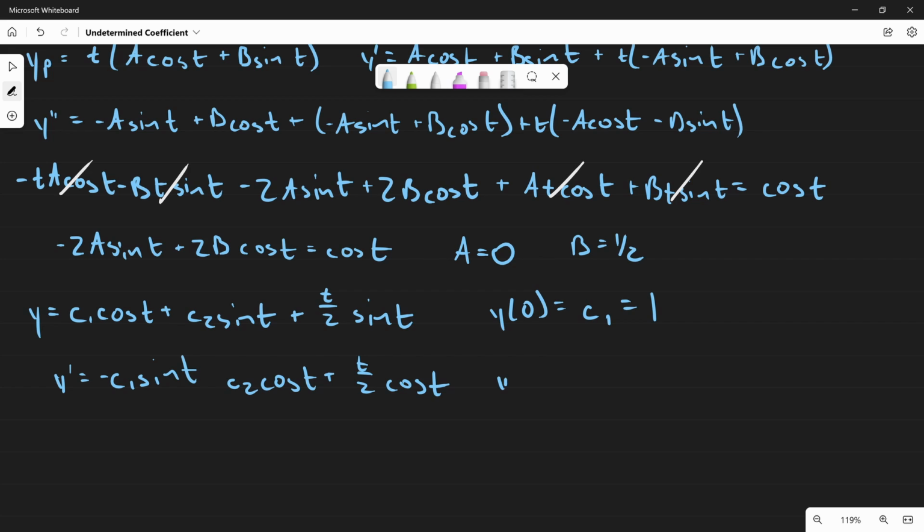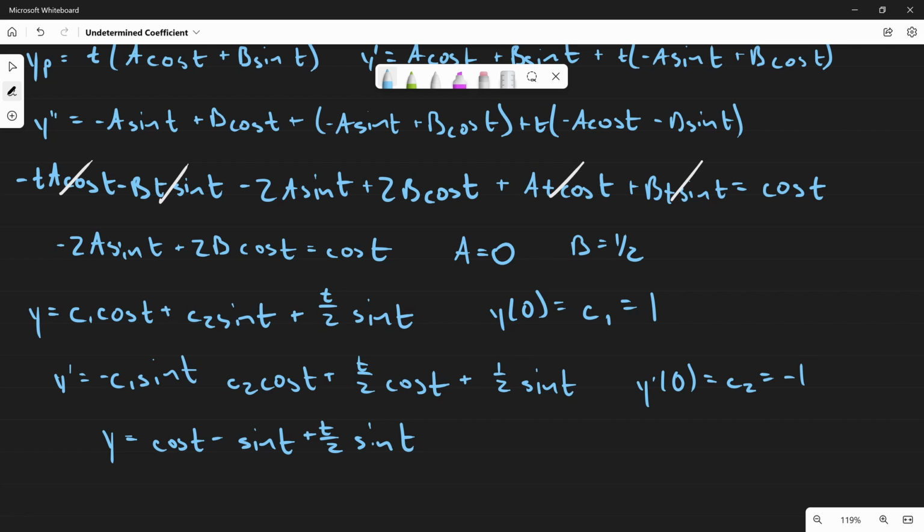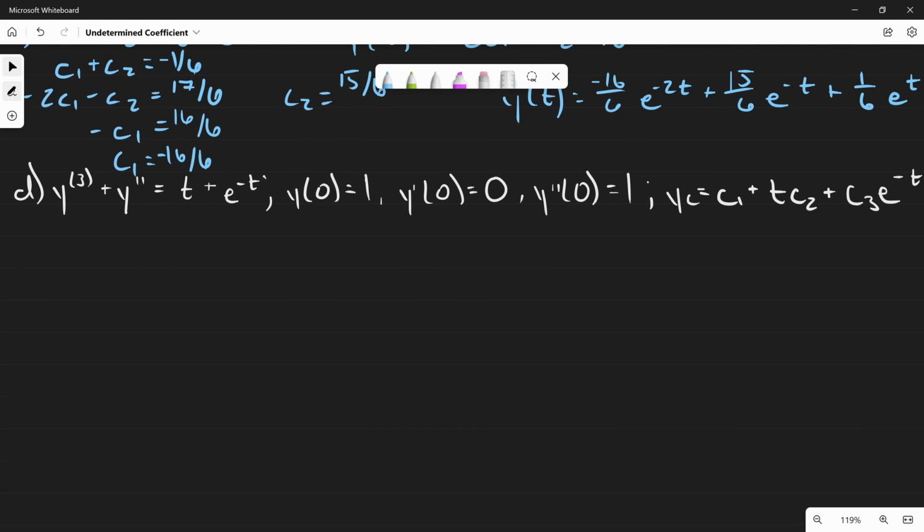When we plug in y prime of 0, we will get c2, oh wait, I messed up, because this is the product rule, plus 1/2 sine of t. And so again, when we plug in y prime equal to 0, we will get c2 is equal to negative 1. So we should get c2 equal to negative 1, thus having our entire solution being cosine of t minus sine of t plus t over 2 sine of t. And so that will be our solution. So we'll go ahead and do the last question for this example.